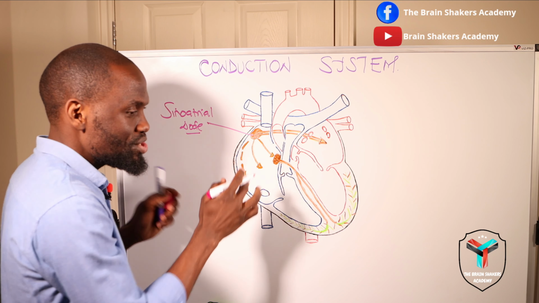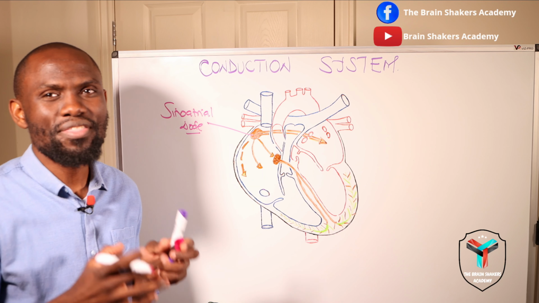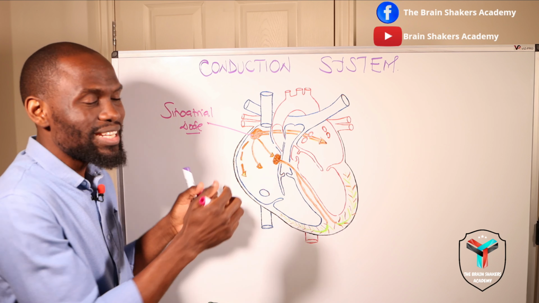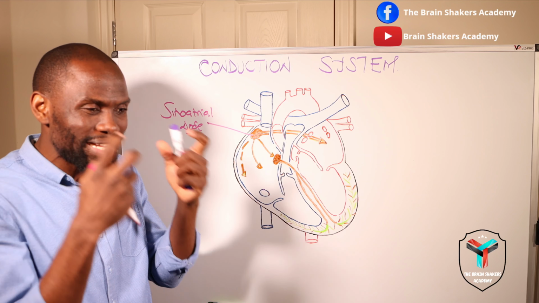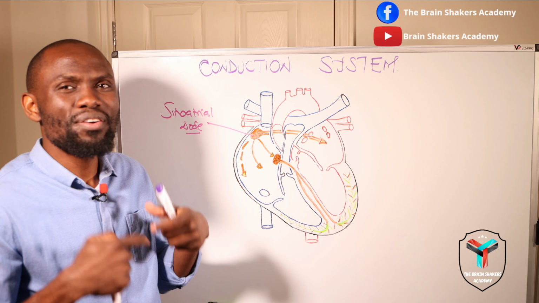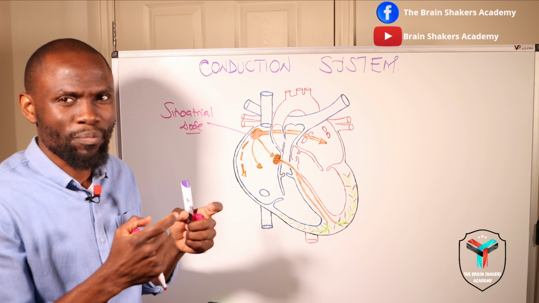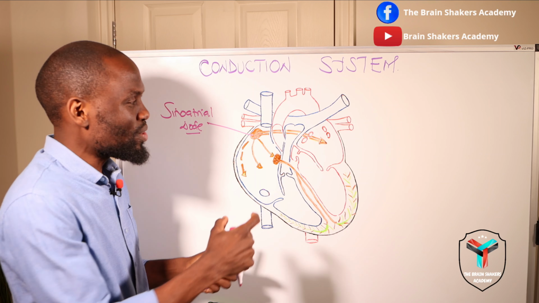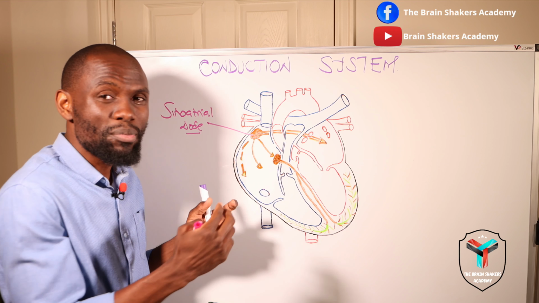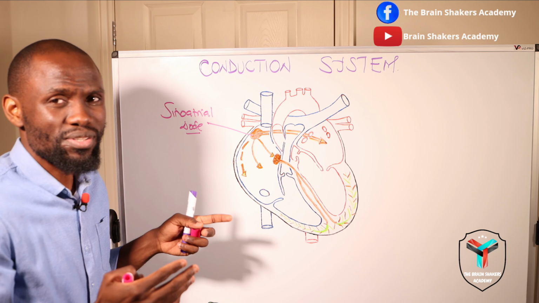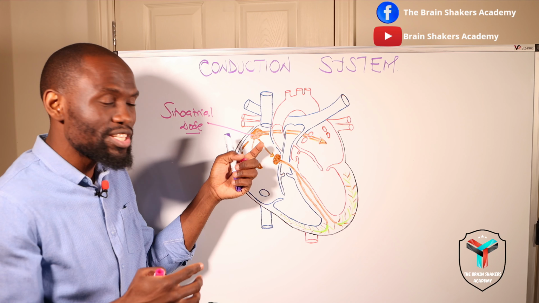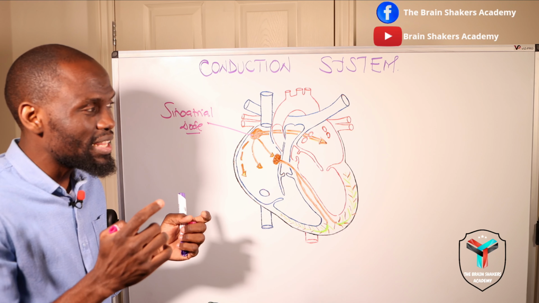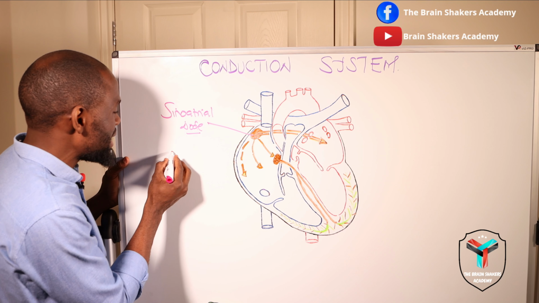Now, the sinoatrial node is referred to as the pacemaker. Why? Because it is the node that has the primary capacity of generating that action potential. So this is what begins the heartbeat. It has a specialized type of cells, which are cardiomyocytes, that have the capacity to excite themselves. So they have a property that we call self-excitation.